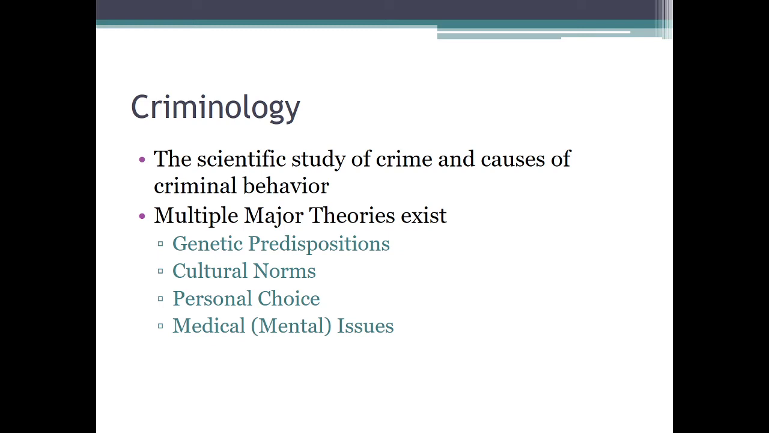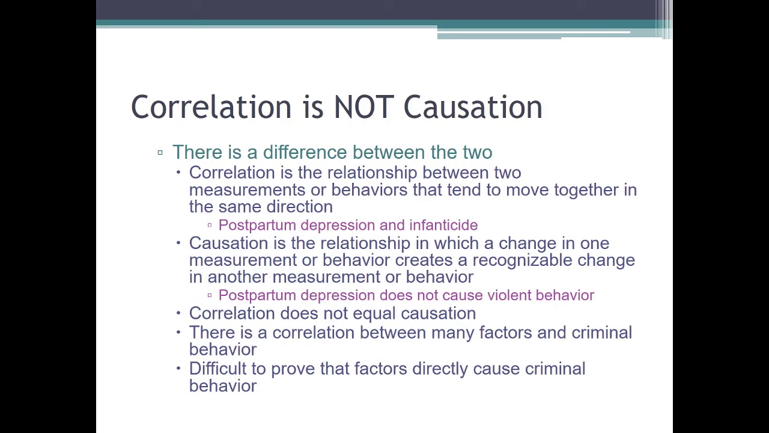So there are multiple theories as to why crime occurs or why people commit crimes. We can talk about genetic predisposition towards crime. We can talk about cultural norms, personal choice, medical issues, or mental issues. So one of the things I ask you to understand here, because we're starting to talk about theory and we're starting to talk about causation and correlation in a modern scientific sense, and students very often confuse correlation and causation. So these are two things going into looking at theories that you need to separate in your mind.